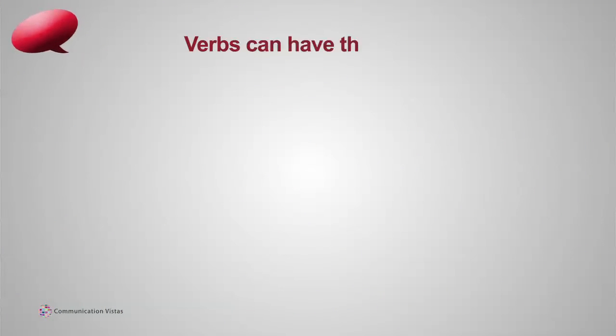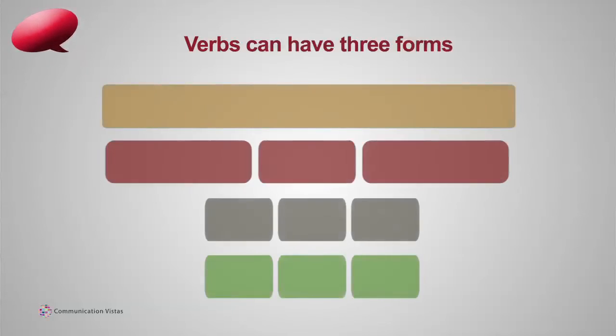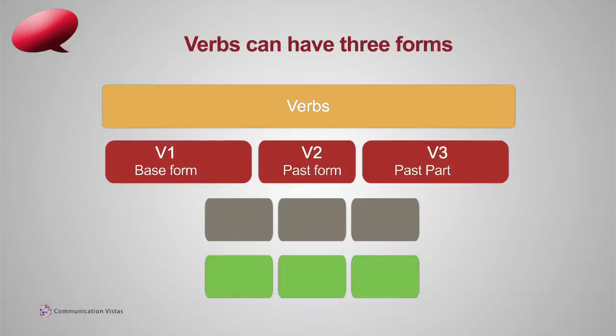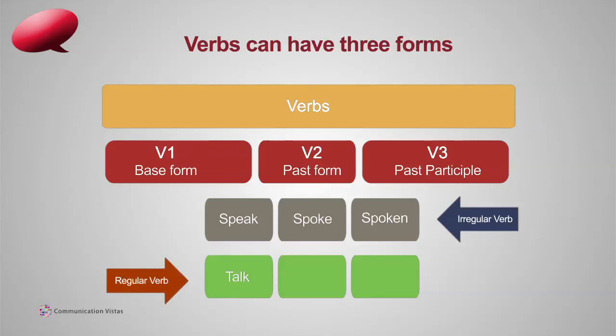Verbs can have 3 forms. Verb 1 is the base form, Verb 2 is the past form, and Verb 3 is the past participle. Speak is an example of an irregular verb. The 3 forms are speak, spoke, spoken. Talk is an example of a regular verb. 3 forms are talk, talked, talked.